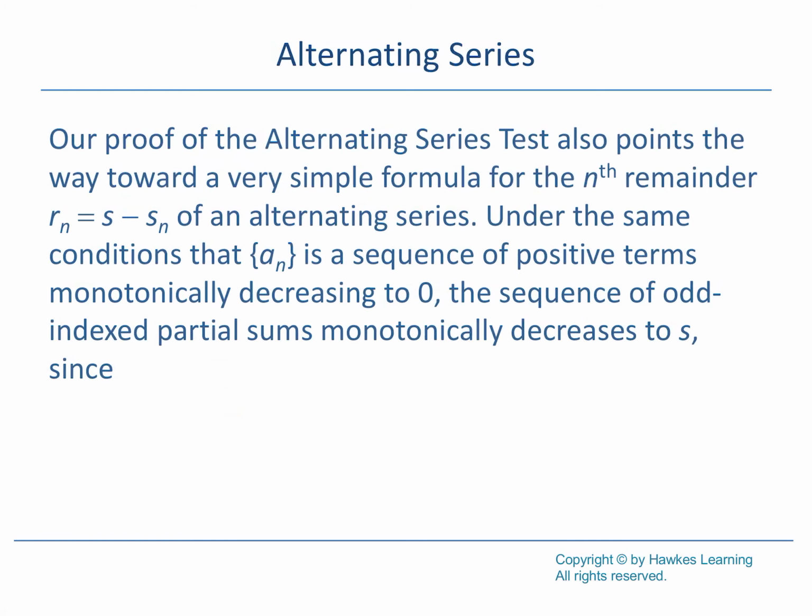The proof that we looked at for the alternating series test is going to point our way forward for getting estimates on the remainder for an alternating series, and how quickly the alternating series converges towards its actual limiting value, its actual sum.